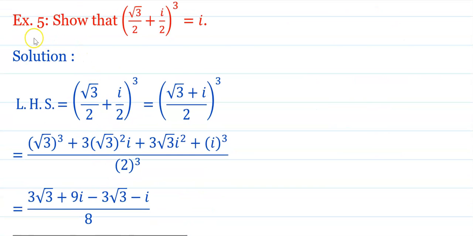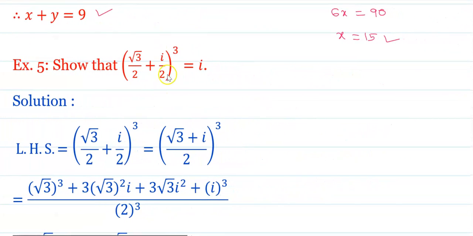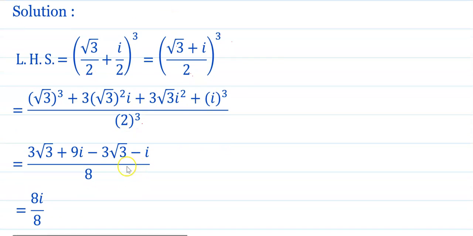Next, show that in bracket root 3 upon 2 plus i upon 2 bracket to the power 3, and that's nothing but the i. Okay. Expansion करना. What is that expansion? (a plus b) bracket cube. Denominator la same term है. Therefore, it can be written as root 3 plus i upon 2 bracket raised to 3. 2 raised to 3. Here is 2 raised to 3. Denominator la is 8. What about here? Root 3 plus i. Expand this.